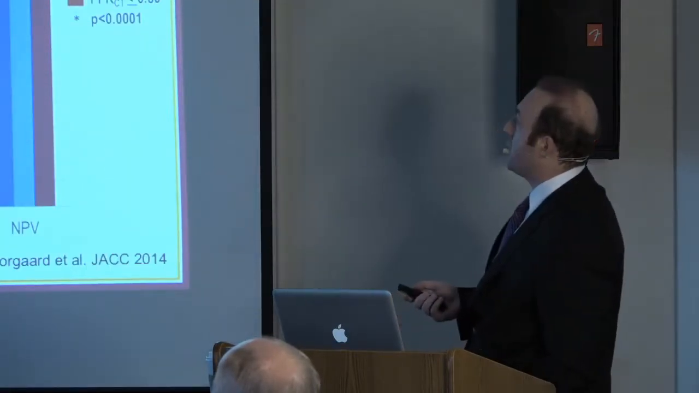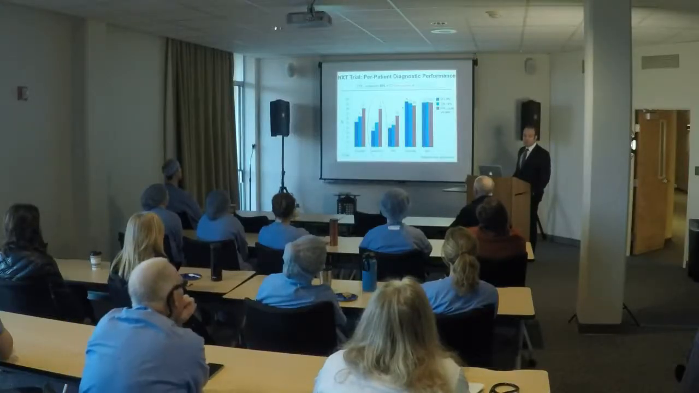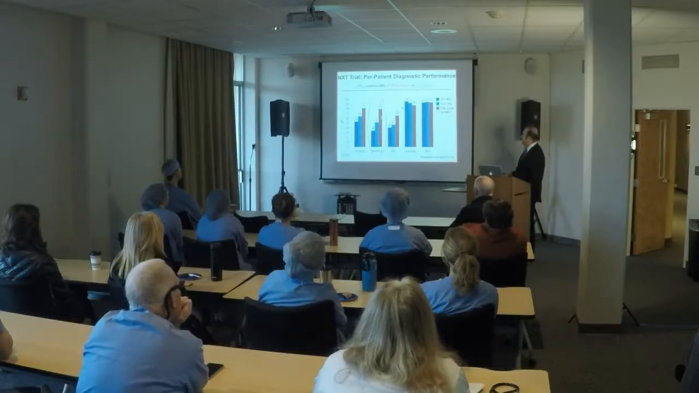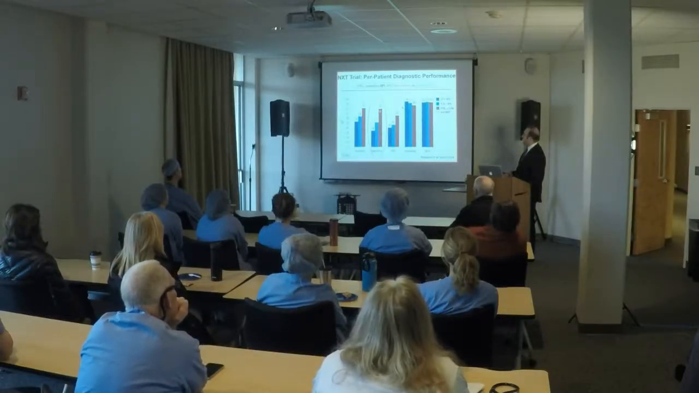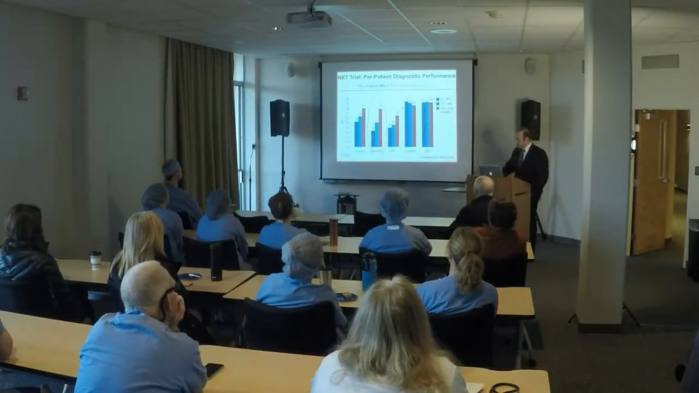So you can see from the NXT trial, the specificity, which is a problem in CTA, was markedly improved with FFRCT. So FFRCT reclassified 68% of CT false positives as true negatives.